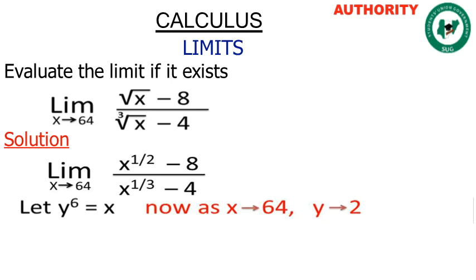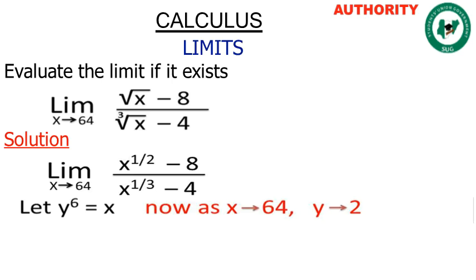Now, pay attention again. As x approaches 64, y will approach a value. What value? We are going to ask: what is the number that, when you raise it to power 6, will give you 64? That value will be 2. 2 raised to power 6 will give you 64. So as x approaches 64, y will approach 2.